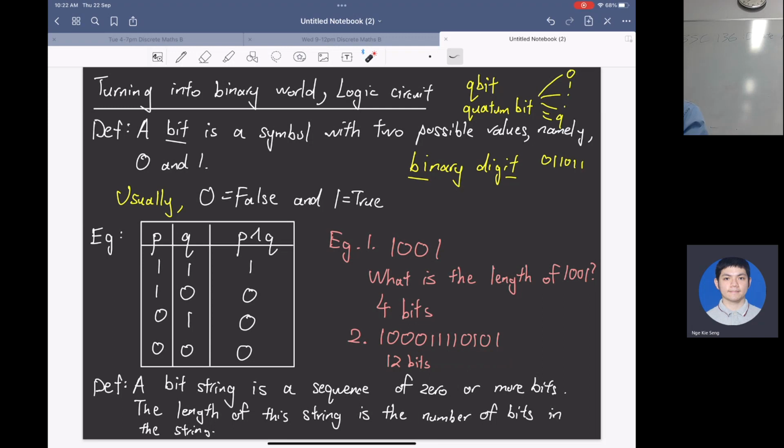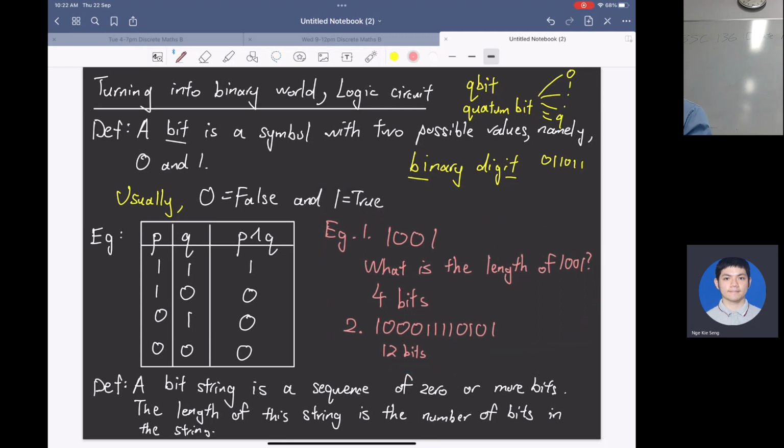In the first class, someone asked me, how can a sequence have 0 bits? What does it mean by 0 bits? So 0 bits, we call it an empty string. It's nothing. There's no 1 or 0. So an empty string is not 0.